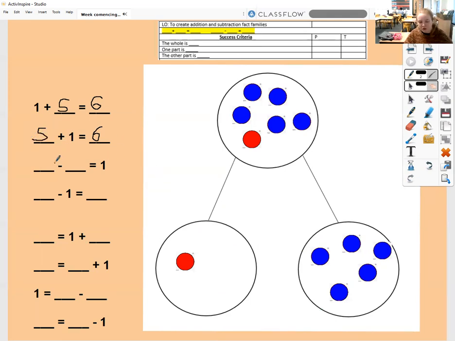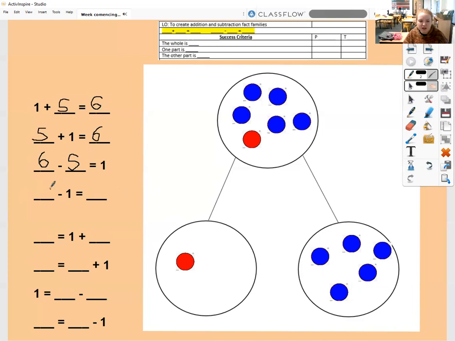Looking at a subtraction number sentence now. In a subtraction number sentence, my whole goes before my subtraction symbol. So my whole is 6. Subtract my first part. So I know that my 1 is my remaining part. If this is my remaining part, can you point to which is my first part? This is my first part. Fantastic. 1, 2, 3, 4, 5. 6 subtract 5 equals my remaining part, which is 1.